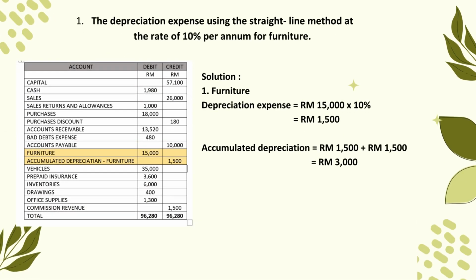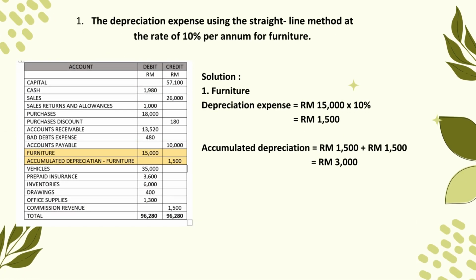Okay, so as we can see in the slide, for additional information number 1, the depreciation expense using the straight line method at the rate of 10% per annum for furniture. So for the solution, as the first step, we need to calculate the depreciation expenses. So we use the formula, which is cost multiplied by the percentage given in the question. So depreciation expenses equal to 15,000 multiplied by 10%. So we get the amount is 1,500.